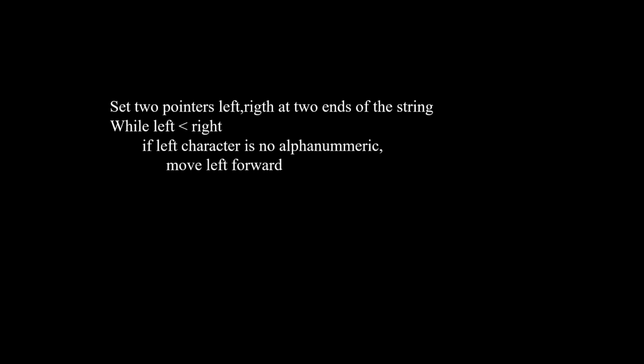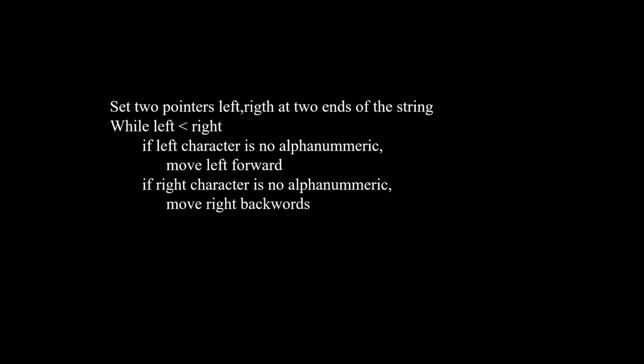In that while loop, first we will check if the left character is non-alphanumeric. If the character is non-alphanumeric, then we will move the left pointer forward. And next we will check if the right character is non-alphanumeric. When this condition becomes true, we will move the right pointer backwards. After checking both conditions, we will compare the characters pointed to by the left pointer and the right pointer.